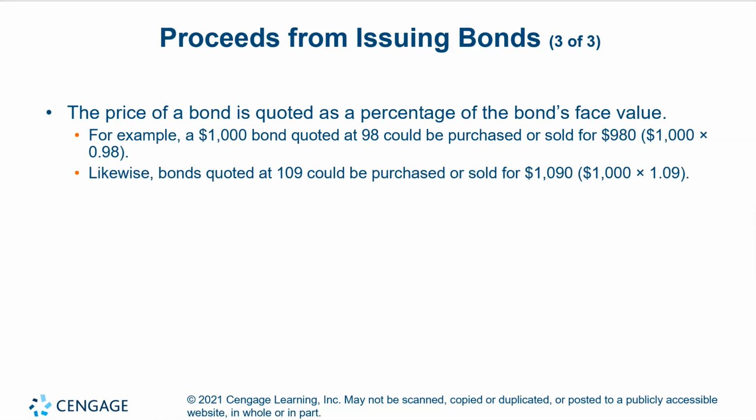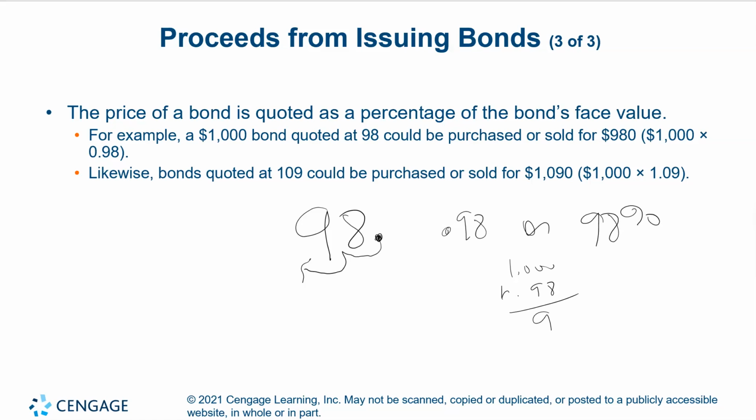Okay, so if we issue a bond, let's look at this. The price of a bond is quoted as a percentage of the bond's face value. So if I tell you that we have a $1,000 bond at 98, or quoted at 98, that 98 is a percentage, which means that you move the decimal over 2 places. So you can either call it 0.98 or 98%. And you'll just say 1,000 times 0.98, and you will see that the proceeds received on a bond at 98 would be $980 if it's a $1,000 bond.